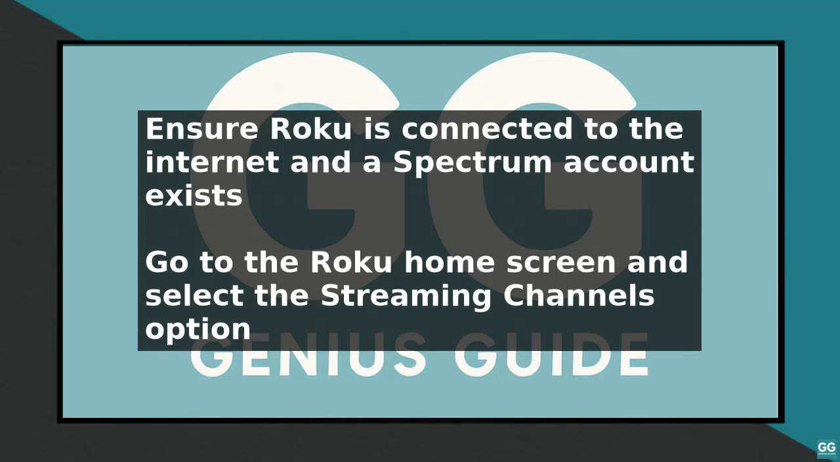To add the Spectrum TV app to your Roku device, start by ensuring your Roku is connected to the internet and you have a Spectrum account. Go to the Roku home screen and select the Streaming Channels option. This will take you to the Roku Channel Store where you can find and add new channels.